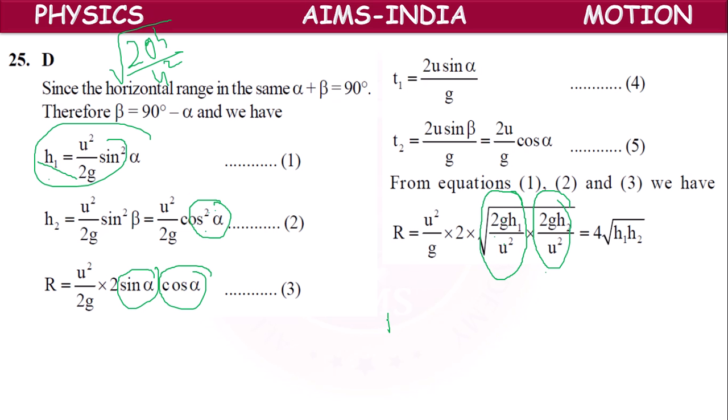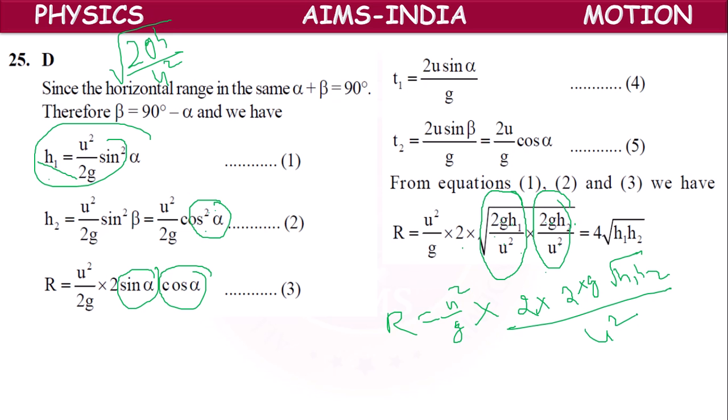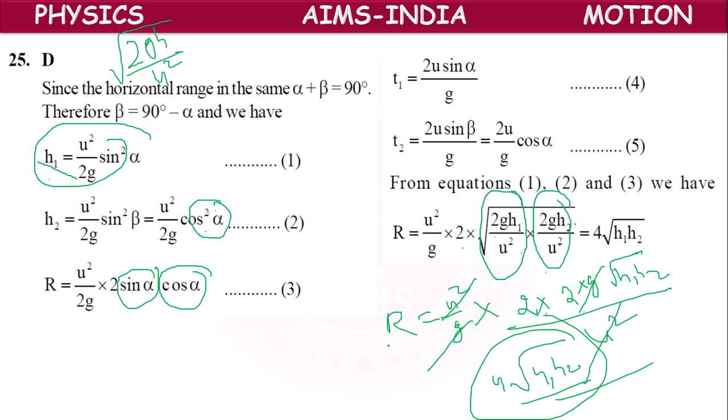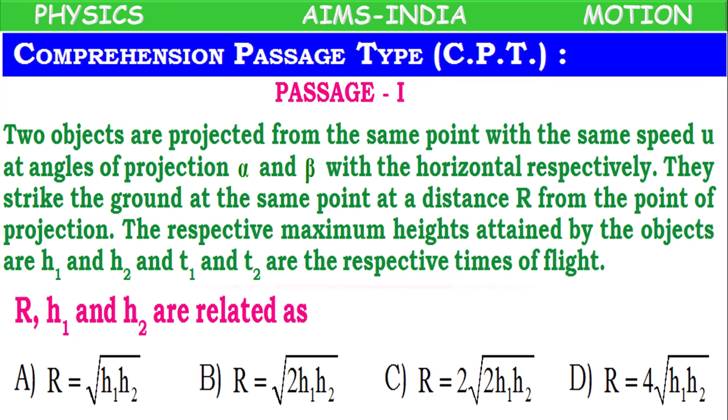Where R equal to U square by g into 2 into root 2 into root 2. One 2 will come out, g into g, one g will come out. H1 into H2 will remain in the root because both are separate, by U square into U square, one U square will come out. So U square cancels, g g gets cancelled, 2 into 2 is 4. So 4 root of H1 H2 will remain. R equal to 4 root of H1 H2. The fourth option is the correct one.